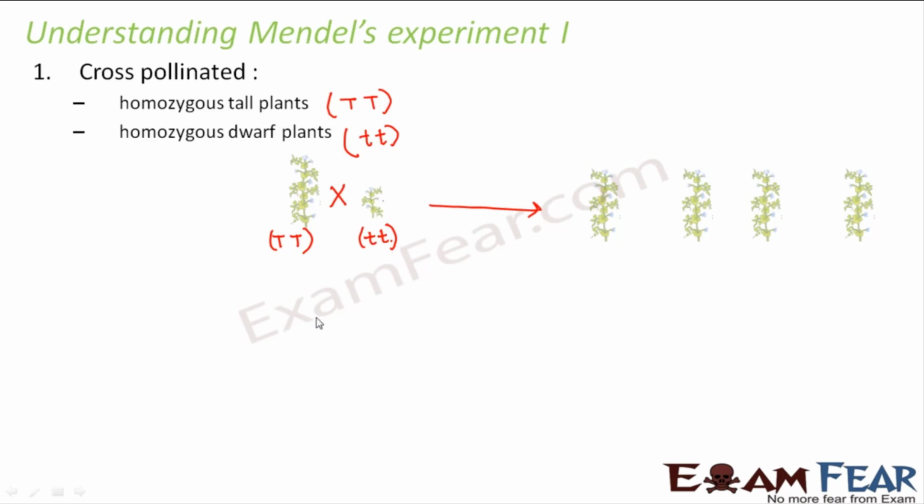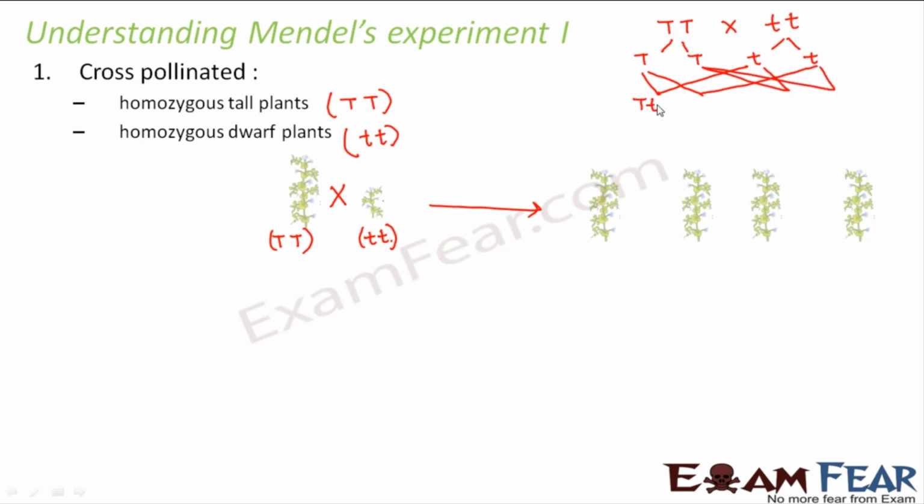Now let us try to see what happens if capital T, capital T is cross-pollinated with small t, small t. Now you know the technique of how to cross-pollinate and how to find out the outcome. So let us try to do that. What are the alleles present here? Capital T, capital T here, and small t, small t. So what are the various possibilities when they cross-pollinate? These are the various combinations possible.